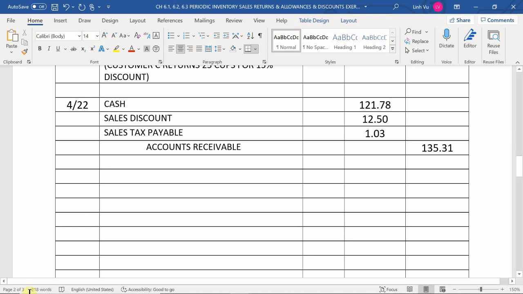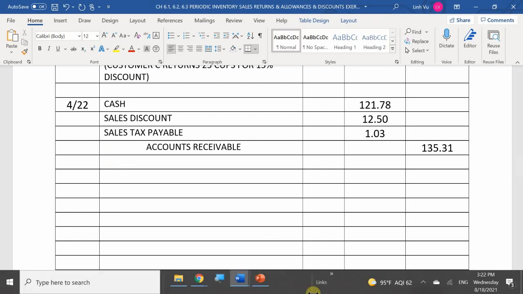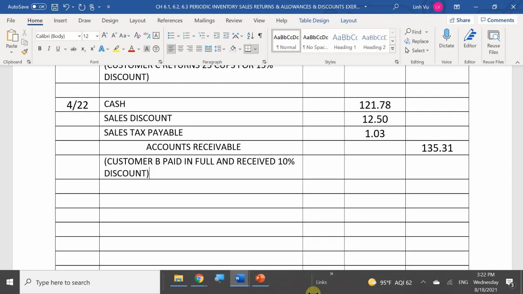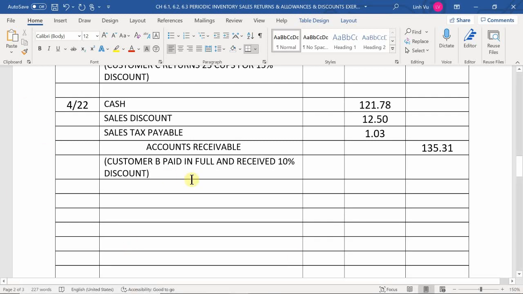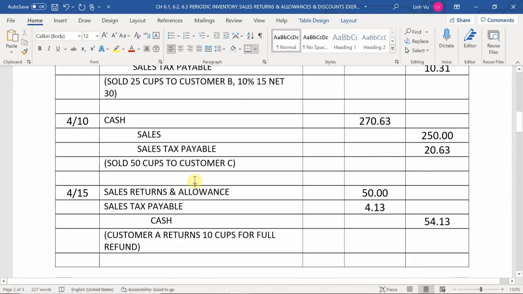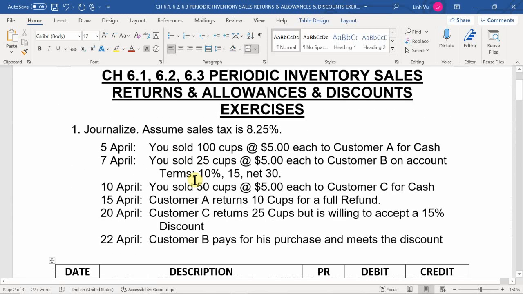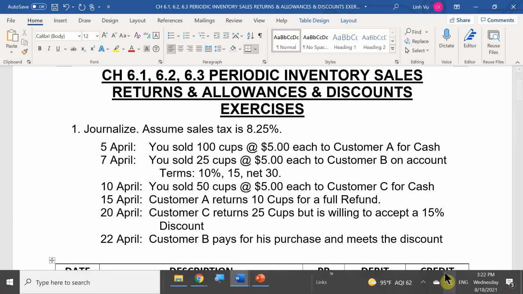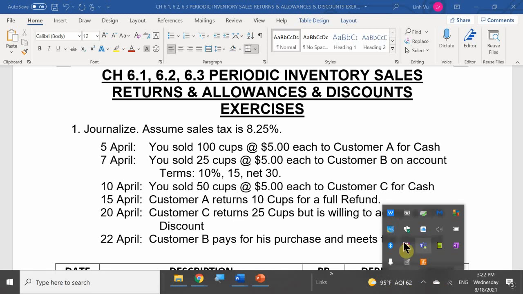So I'm going to go ahead and make a note here that customer B paid in full and received a 10% discount. Okay. That is it. Any questions here? No.